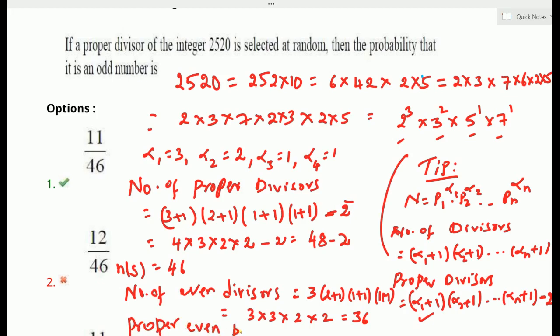ఇప్పుడు ఏం చేయాలి? 36 లోంచి 1 తీసేస్తే 35. ఓకే, మనకి ఇప్పుడు నెంబర్ ఆఫ్ ఆడ్ డివైజర్స్ కావాలి. నెంబర్ ఆఫ్ ప్రాపర్ డివైజర్స్ ఎంత వచ్చింది? 46. నెంబర్ ఆఫ్ ప్రాపర్ ఈవెన్ డివైజర్స్ 35. 46 నుంచి 35 తీస్తే వచ్చేది నెంబర్ ఆఫ్ ప్రాపర్ ఆడ్ డివైజర్స్. రిజల్ట్ ఏంటో ఇప్పుడు చూద్దాం.